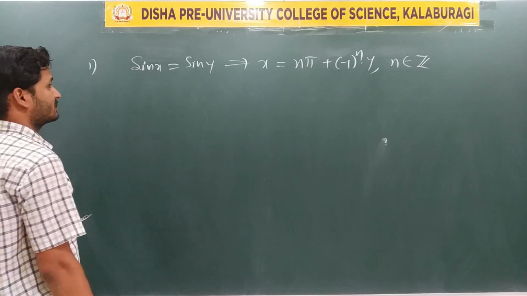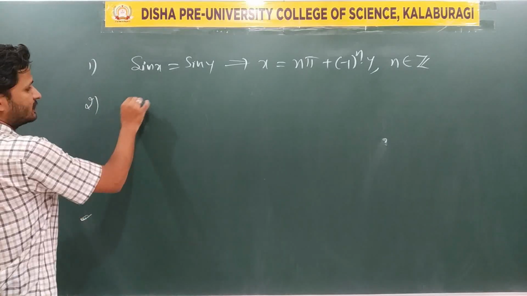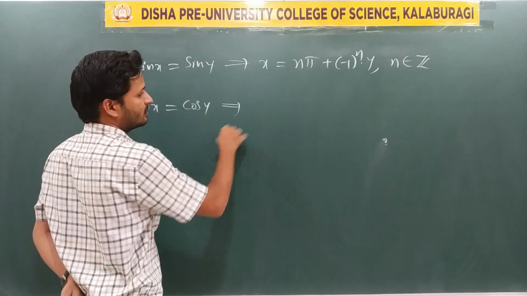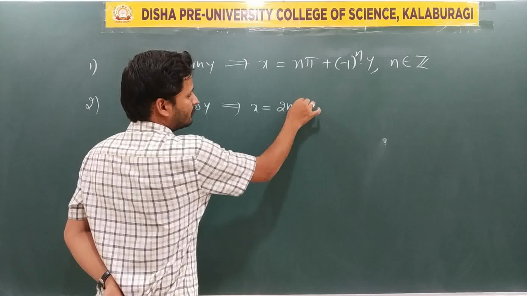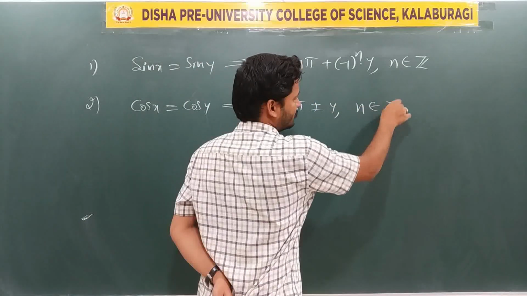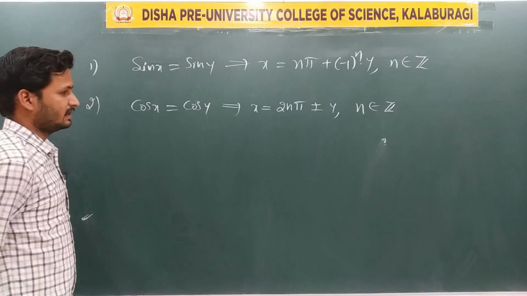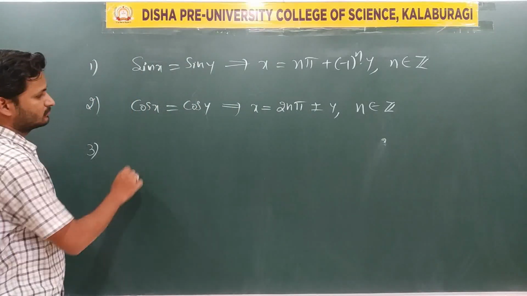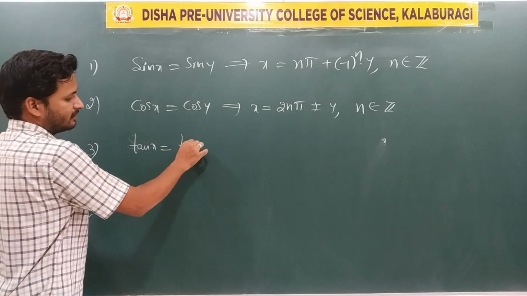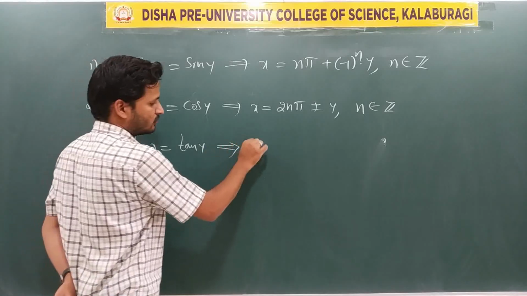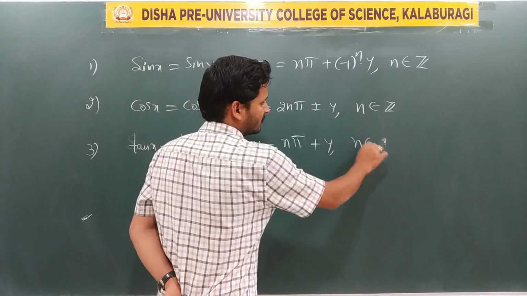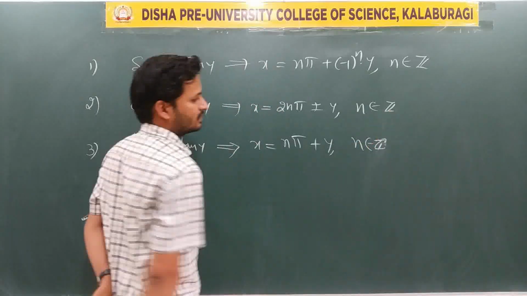Next, similarly for the cos function, cos x is equal to cos y, which implies x is equal to 2n pi plus or minus y, where n belongs to the set of integers. The third one is tan x is equal to tan y, then the general solution is x equals n pi plus y, where n belongs to the set of integers.